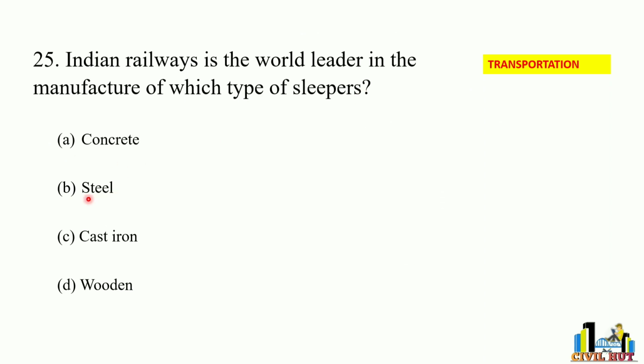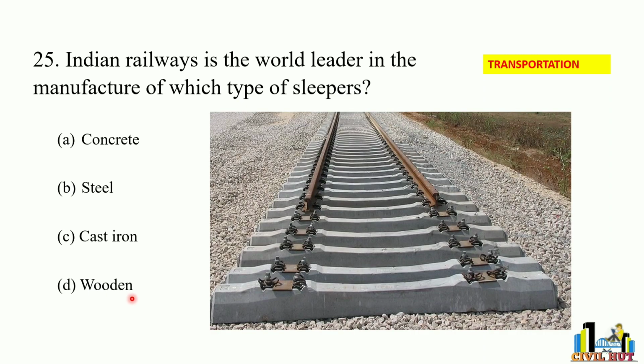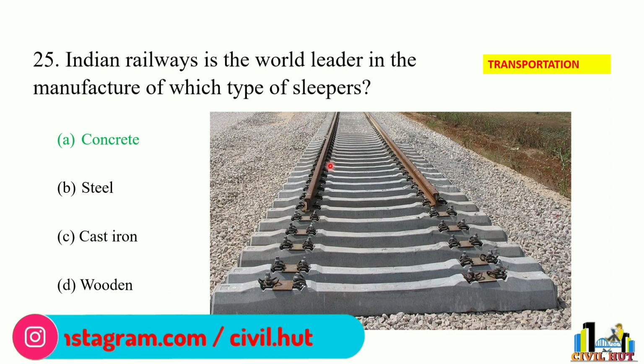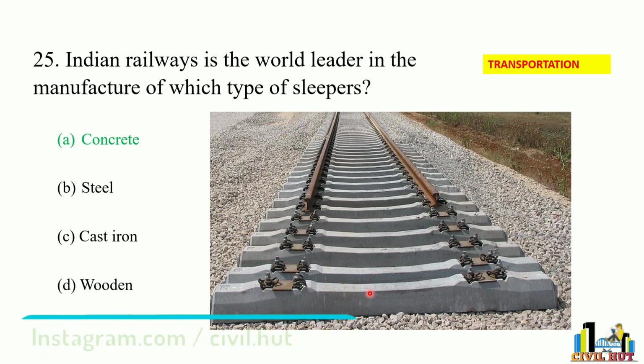A. Concrete, B. Steel, C. Cast iron, D. Wooden. Our answer is concrete sleepers. Indian Railways is world leader in the manufacturing of concrete sleepers. These are the concrete sleepers. These are the rails. So our answer is A, concrete sleepers.